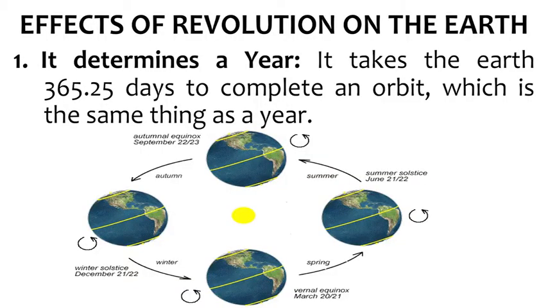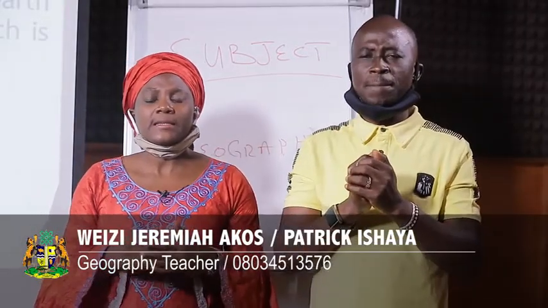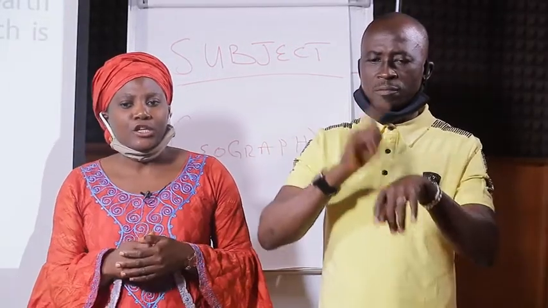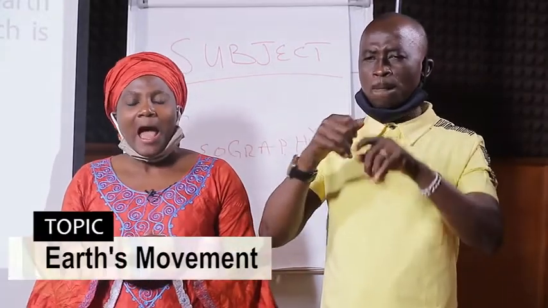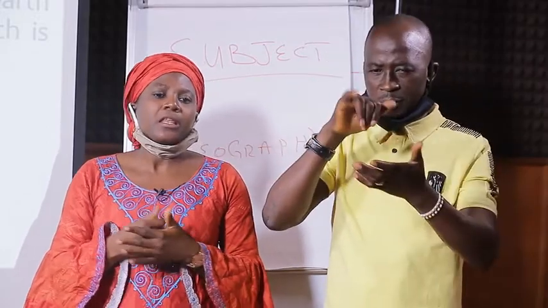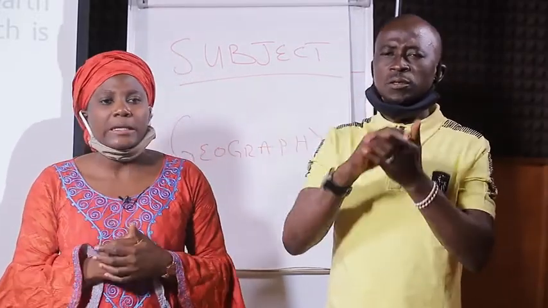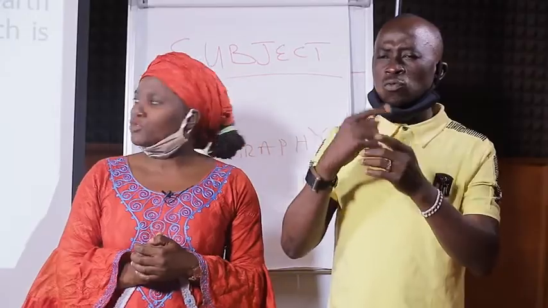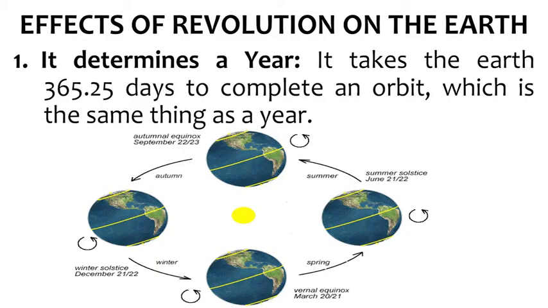We said the Earth's revolution determines a year. When we say revolution determines a year, we're calculating the time it takes the Earth to move from point A and go around the sun and come back to that point A. And in our calendar, that is what we call 1 year. According to calculations, it takes the Earth 365.25 or 365 1/4 days to make one revolution.